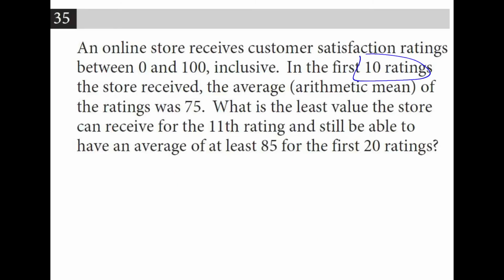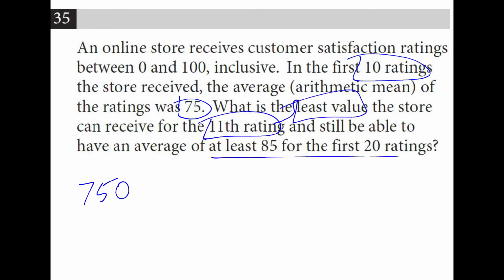So in the first 10 ratings, the store got an average rating of 75. So 75 times 10 is 750. And then we want to know what is our 11th rating, what's the least value you can have if we still have an average of at least 85 for the first 20 ratings. So this was 10.